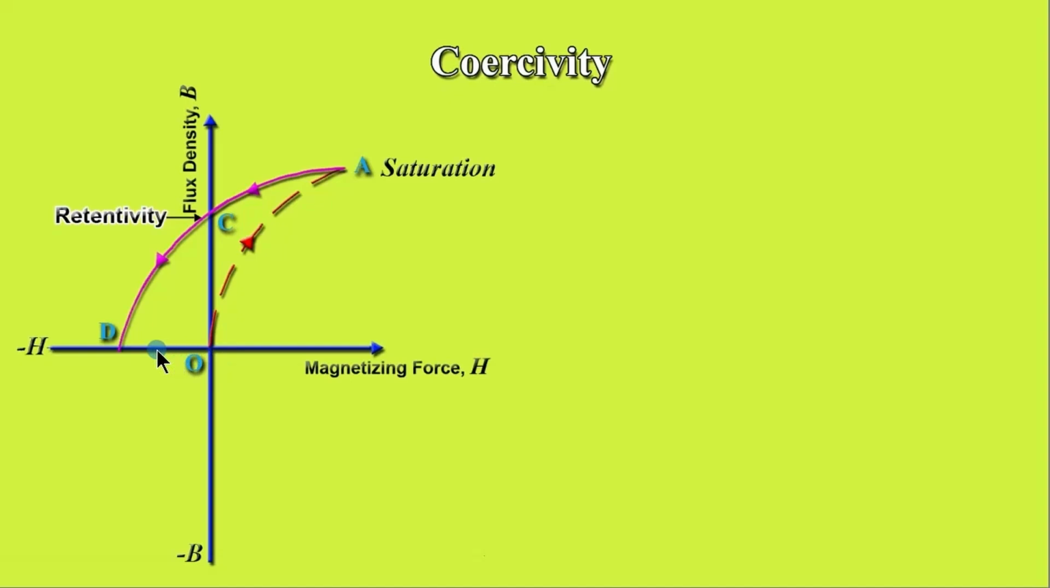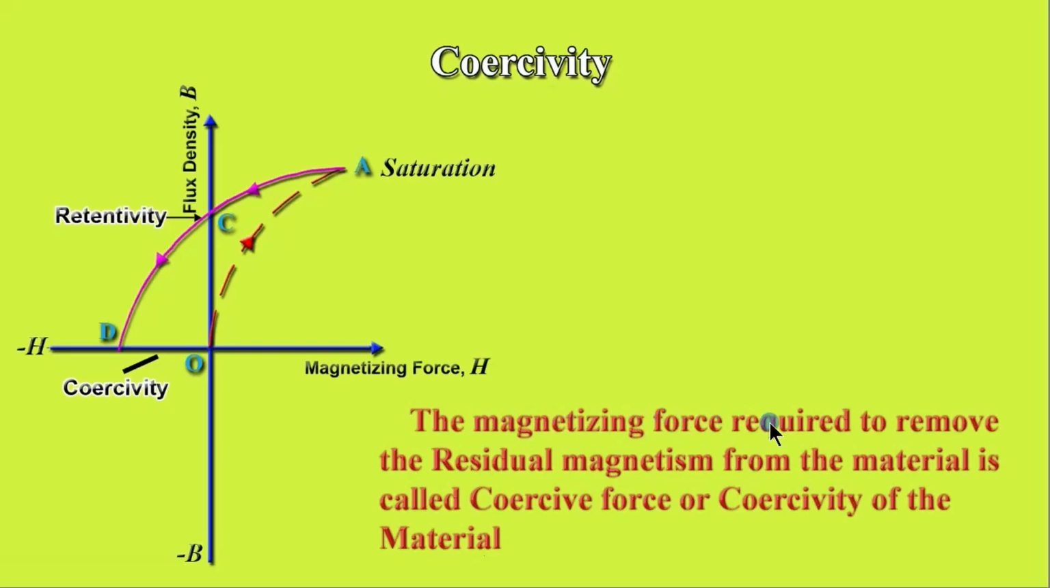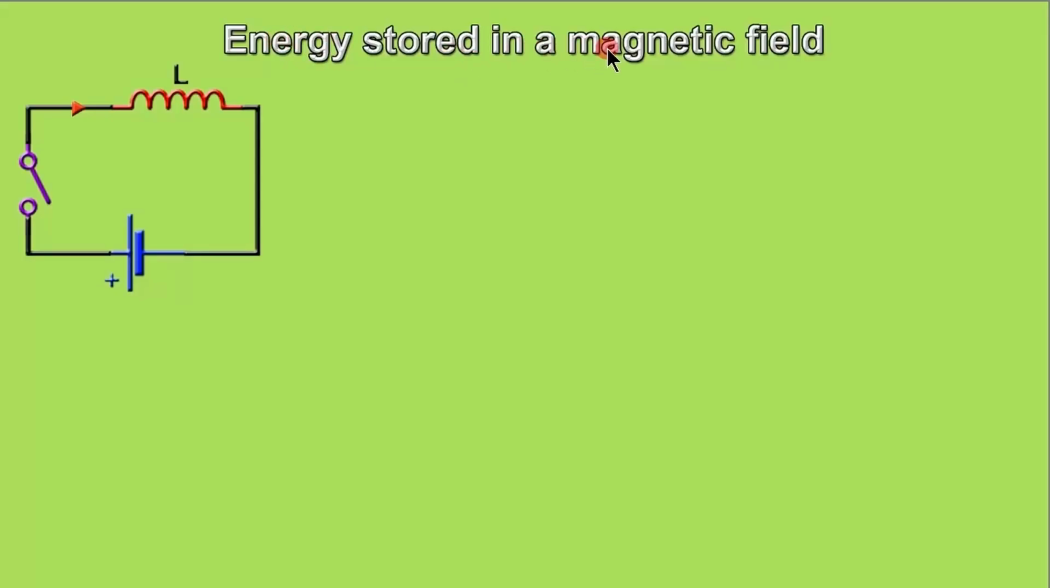That is, this negative magnetizing force OD required to bring the magnetic flux to 0 is called coercivity. That is the OD. That is, this much magnetizing force which is required to reduce the magnetism in the material to 0 is called coercivity. The magnetizing force required to remove the residual magnetism from the material is called coercive force or coercivity of the material. Energy stored in a magnetic field.